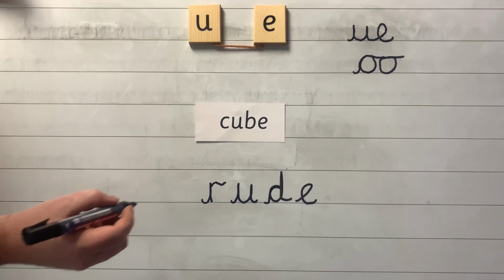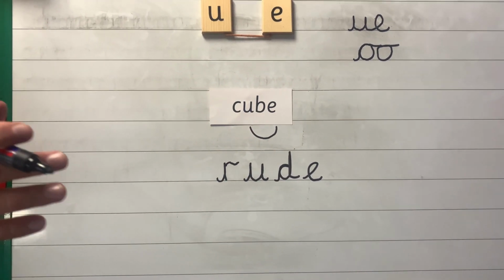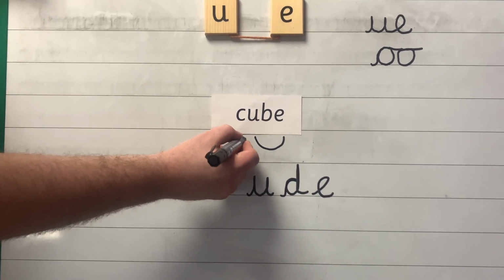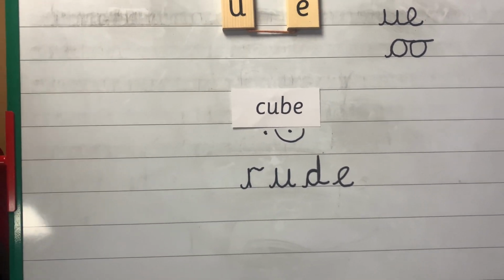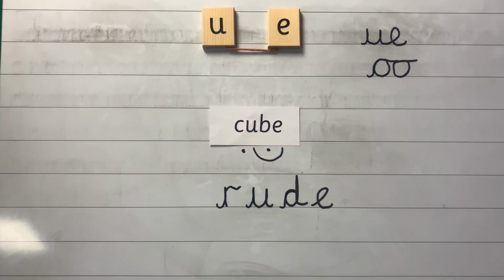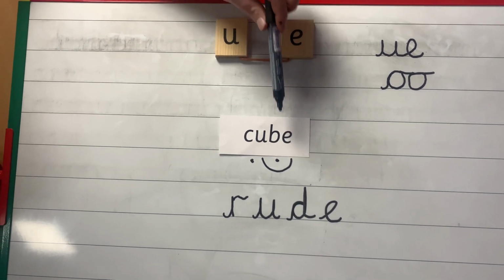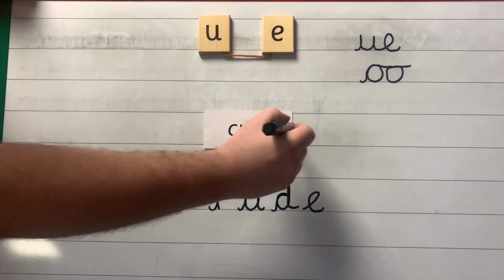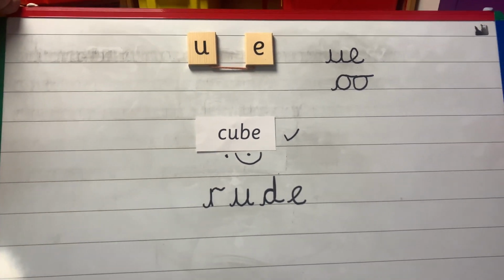So let's have a look at our first one here. Have we spotted the split digraph? There it is. We don't know if it's U or oo yet, but we're about to find out. So we've got our k and b. Right. So if I read this as an oo sound, it'll say k-oob, coob. A coob. Have you ever heard of a coob? No. Let's try it with a U sound though. K-ube, cube. I bet you've heard of a cube. Well done. Tick for you, boys and girls. That's fantastic. Let's have a look at another word now and try and read it.